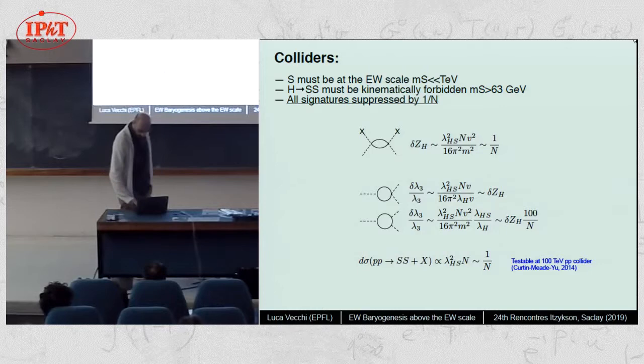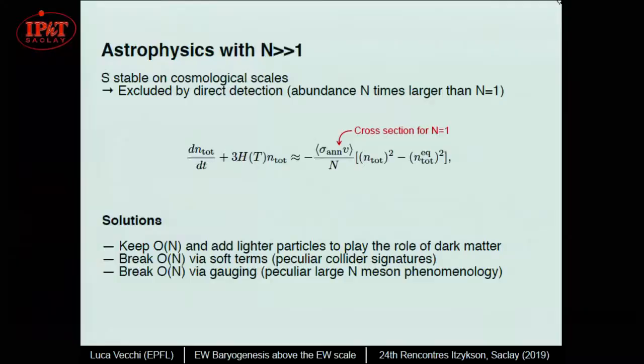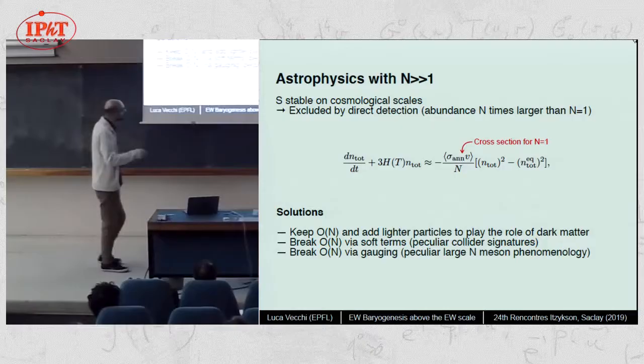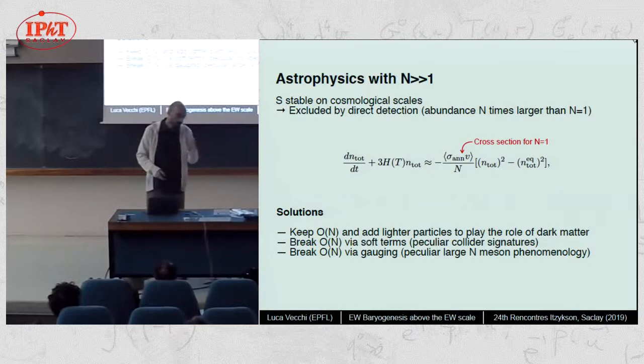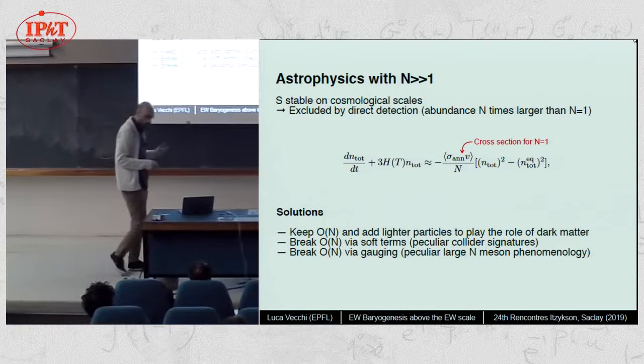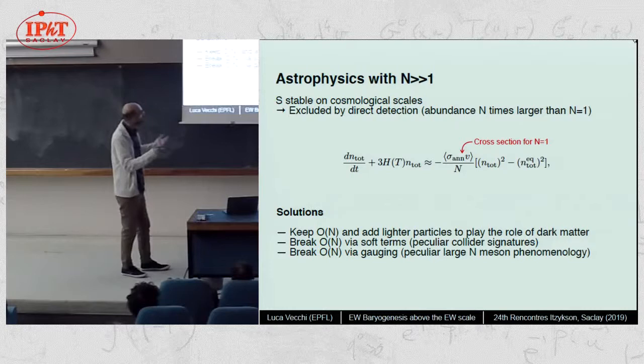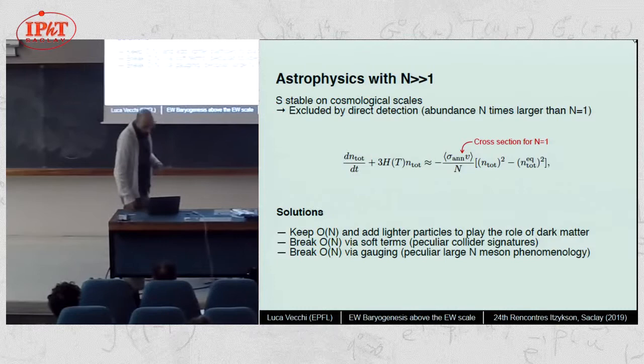Okay. So this is a model that cannot be tested at the LHC, but it could be tested at future colliders. Oh yeah, there are also astrophysical constraints due to the fact that we have many of these guys. In a way, this is an effect similar to what Sergei was mentioning. If S is really stable, as it is in this minimal model, then we have many of these particles, and it turns out that the abundance of this field is n times larger than the abundance of a single S, and this is already ruled out very happily by direct detection experiments.